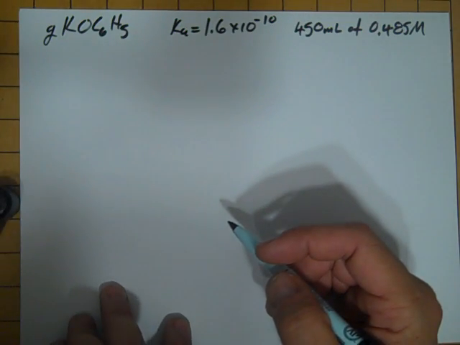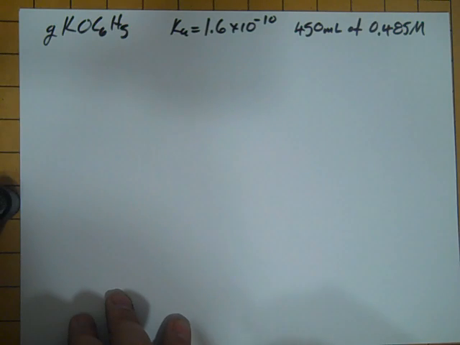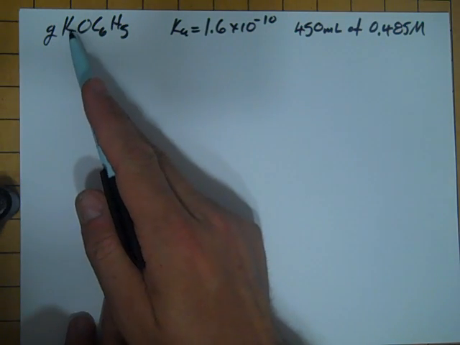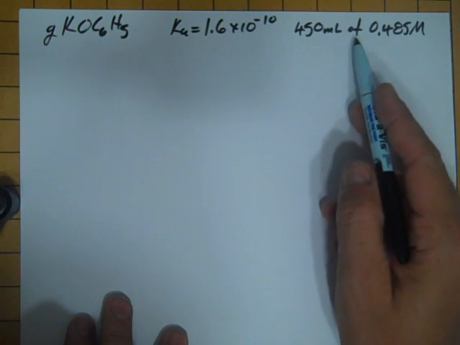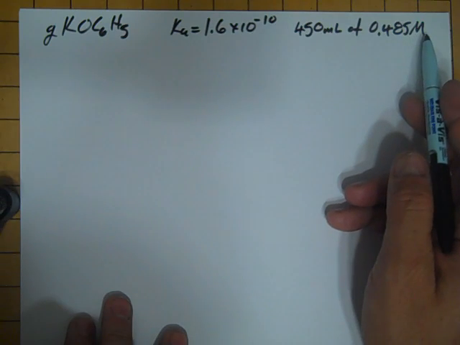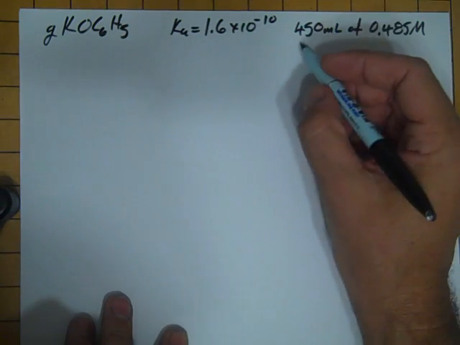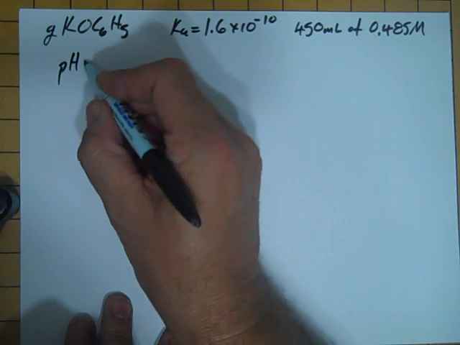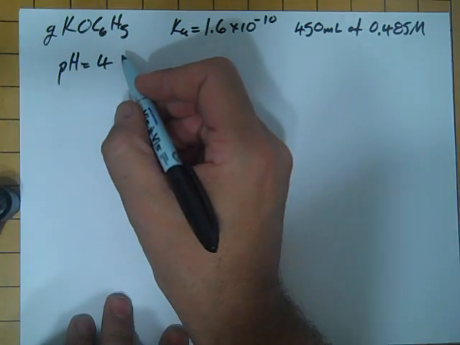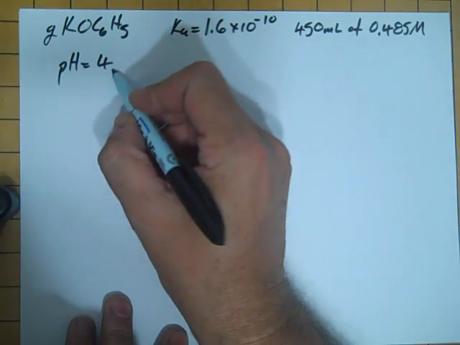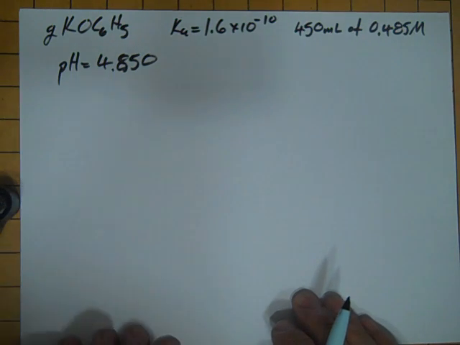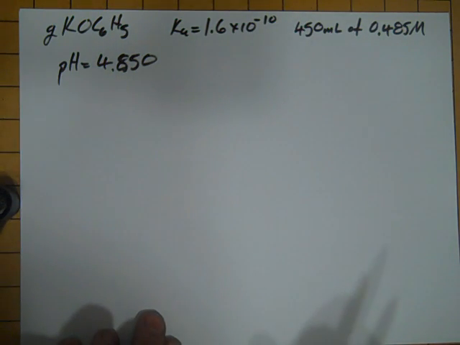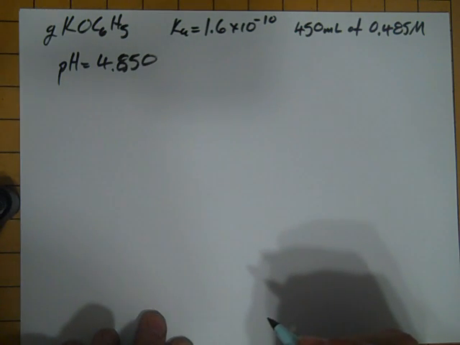In the third problem in calculating buffers, we need to find the grams of potassium phenol that, when we add it to 450 milliliters of 0.485 molar phenol, we get a pH of 4.850. Right? So we have no way of directly calculating grams of anything using our expressions.